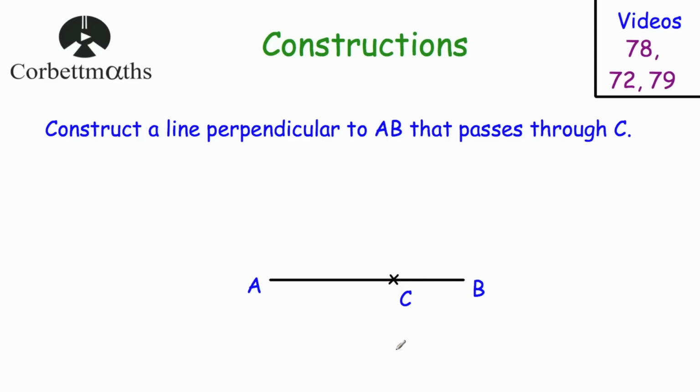So in other words, we're going to make a perpendicular line using our ruler, our compass, and our pencil, and it's going to be a perpendicular line to AB, so it's going to be at right angles, and it's going to pass through the point C.